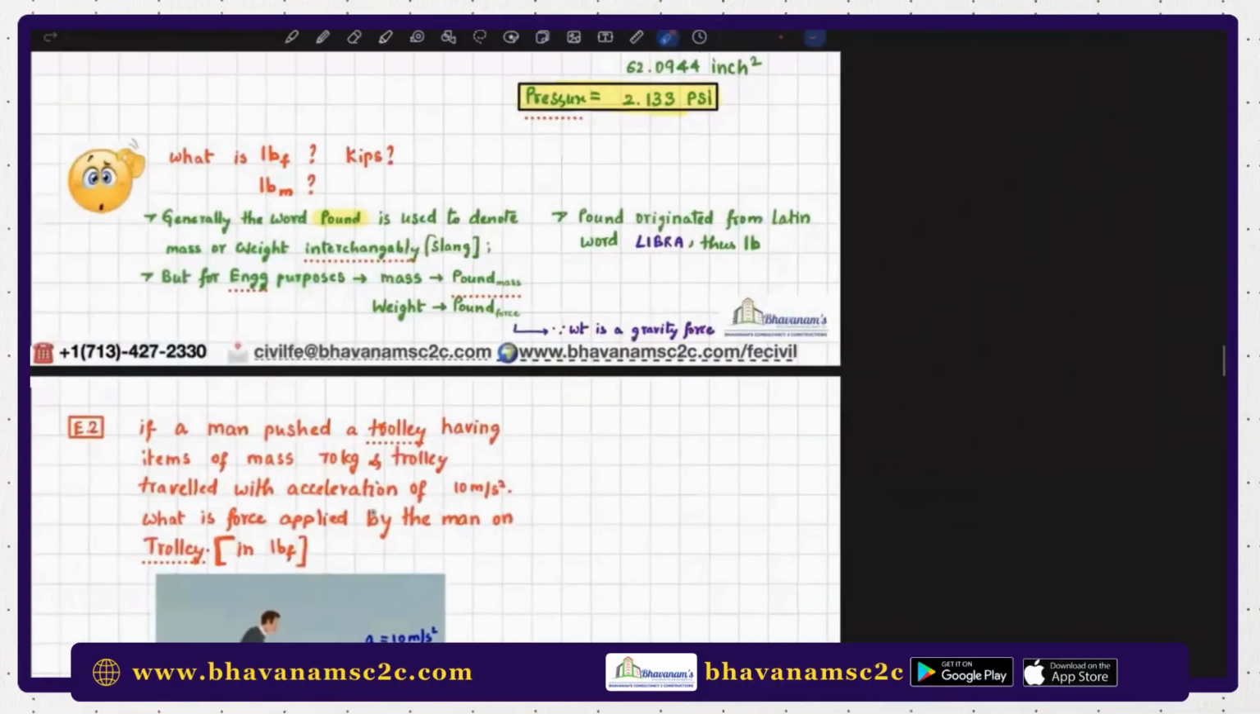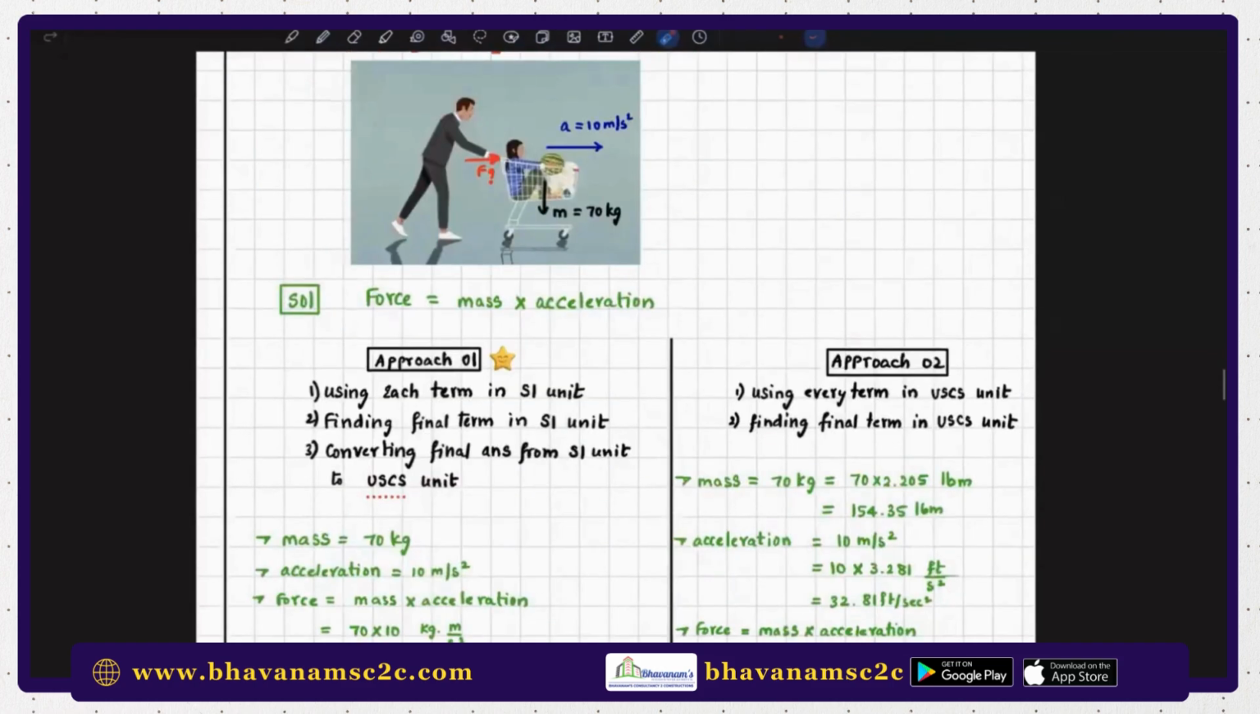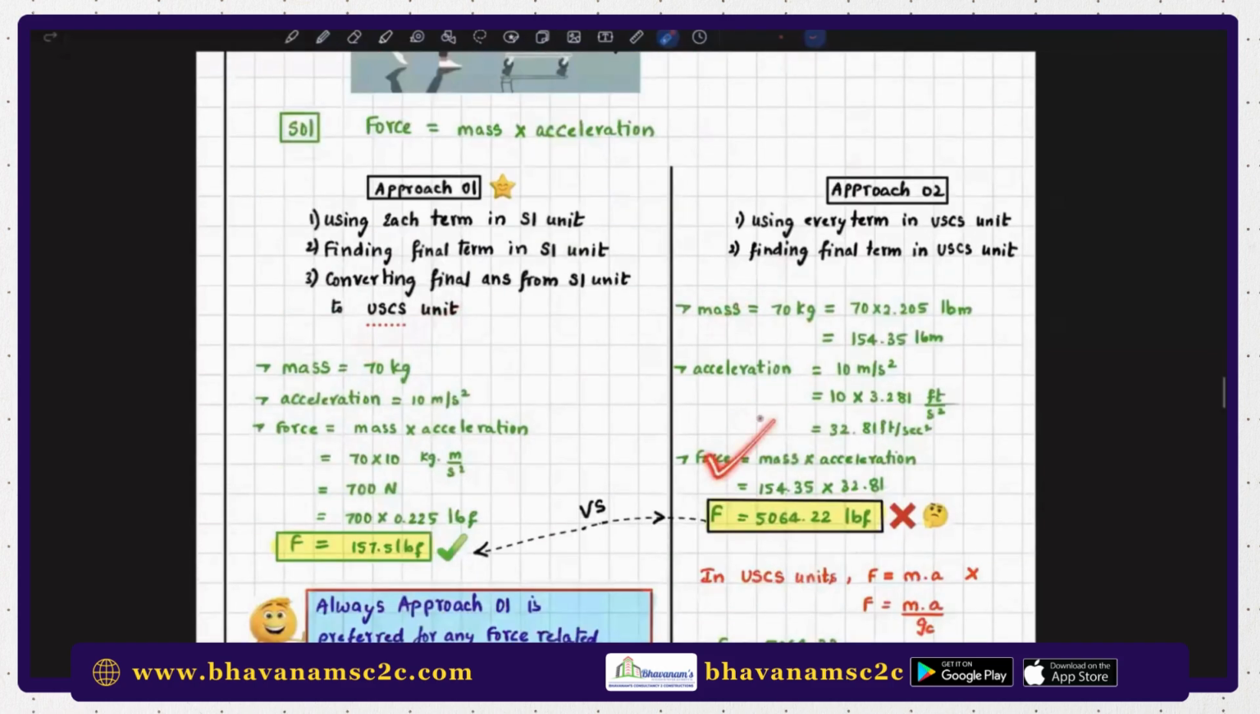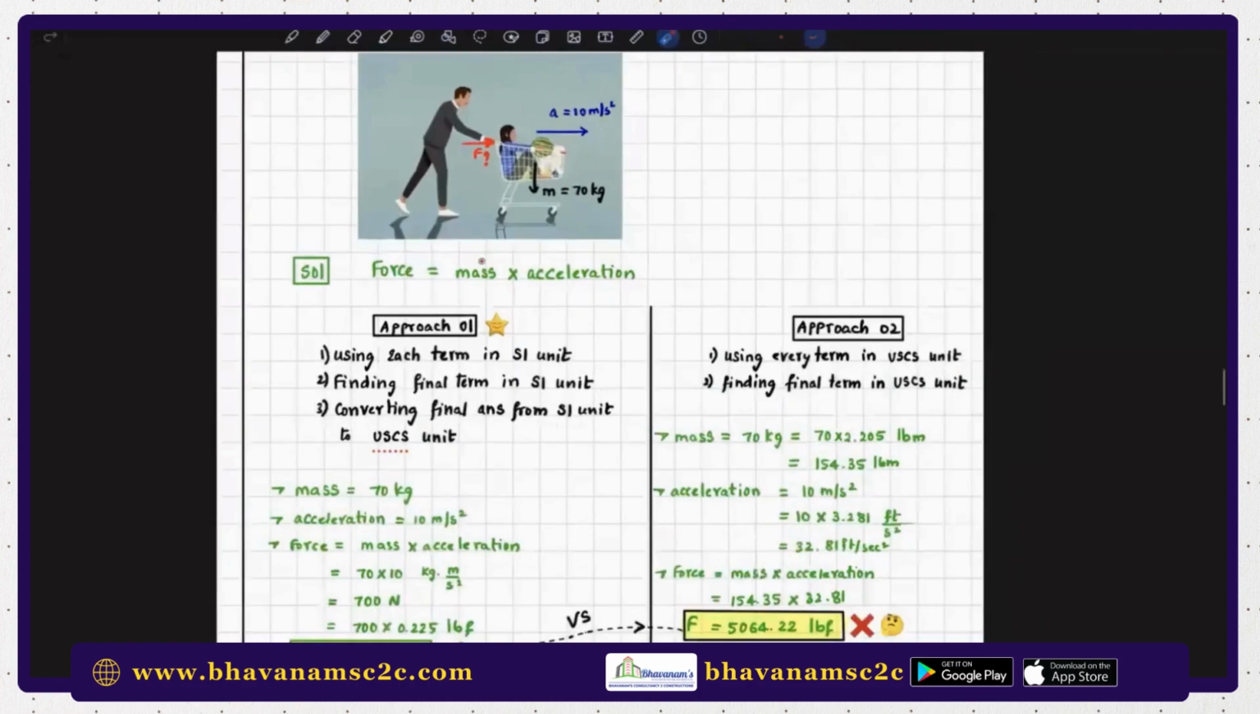Let's see the second example. This example will clear up some difficulties that we face with US versus SI units. So please be attentive here also.